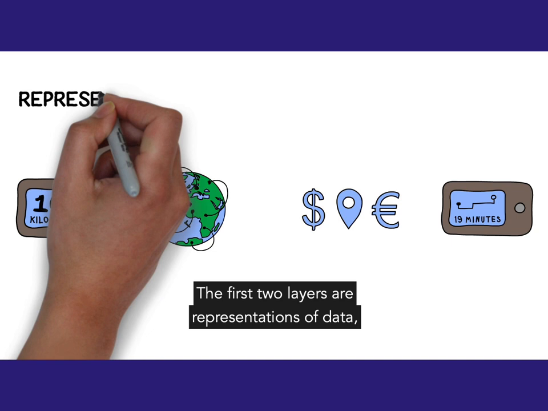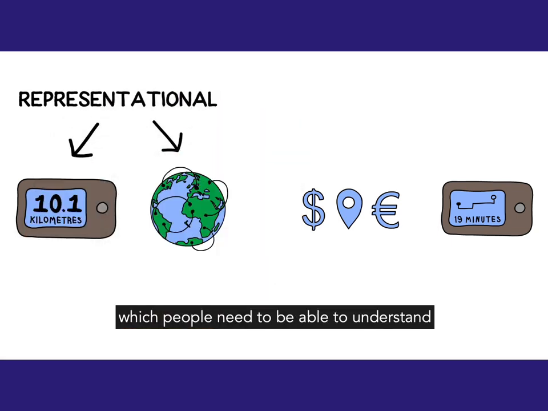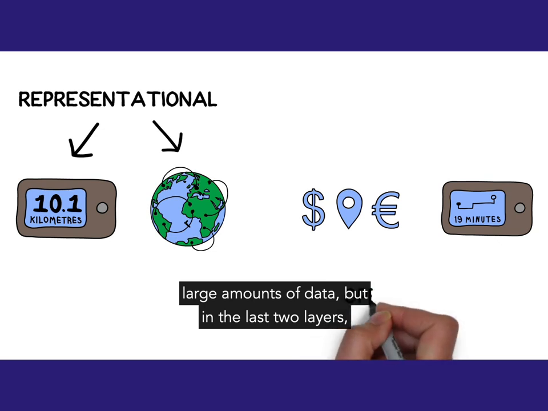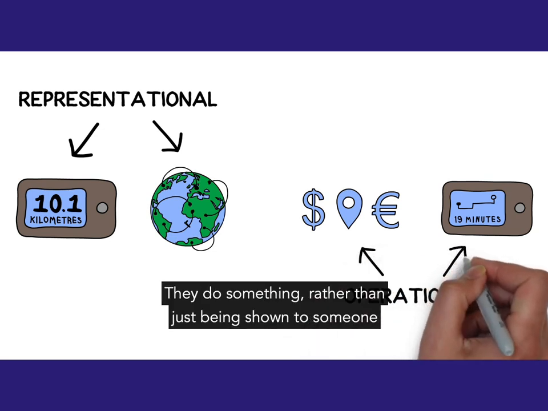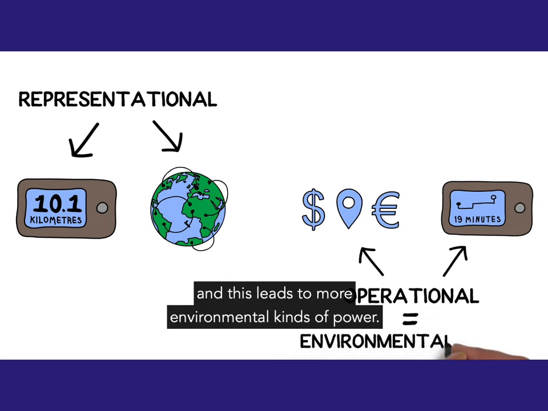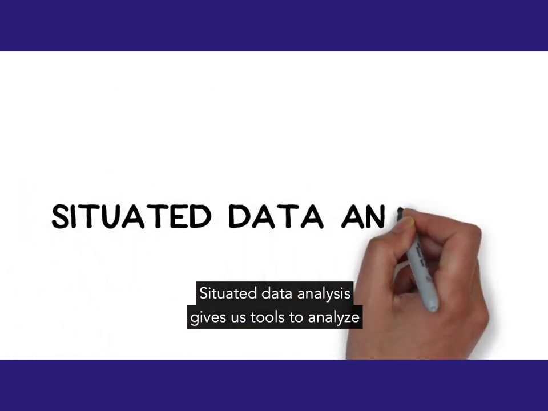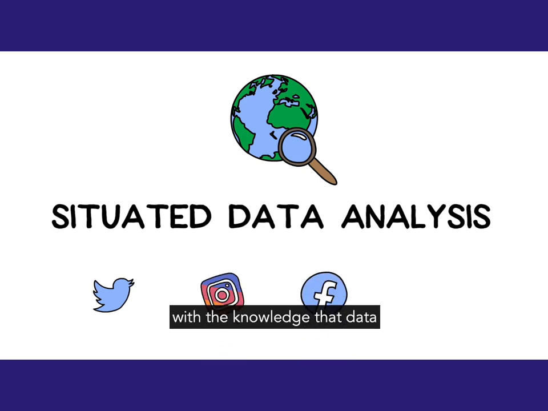The first two layers are representations of data which people need to be able to understand large amounts of data. But in the last two layers, the data become operational. They do something rather than just being shown to someone, and this leads to more environmental kinds of power. Situated data analysis gives us tools to analyze social media platforms and apps with the knowledge that data are always constructed and situated.